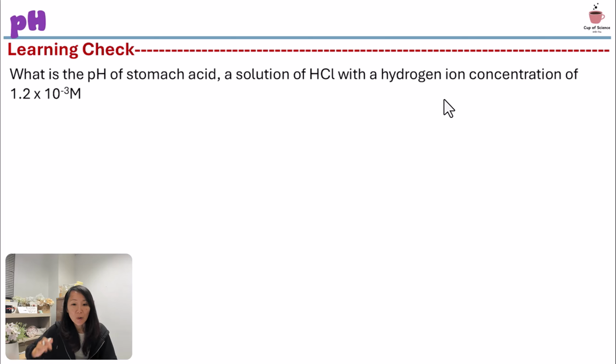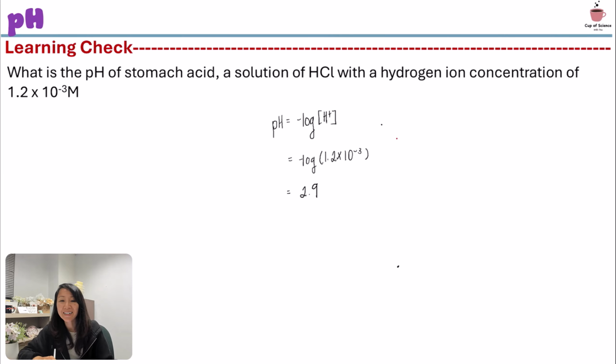Let's do a learning check. What is the pH of a stomach, a solution of HCl with a hydrogen ion concentration of 1.2 times 10 to the negative third molarity? You try this and come back and check the key. And here is the key.